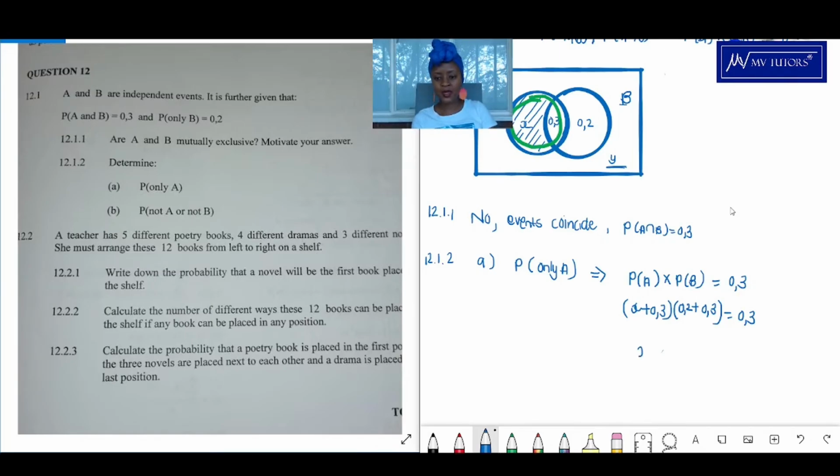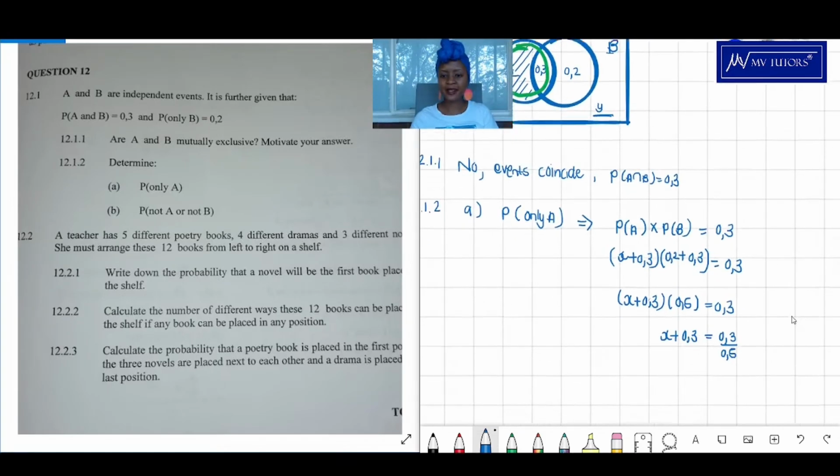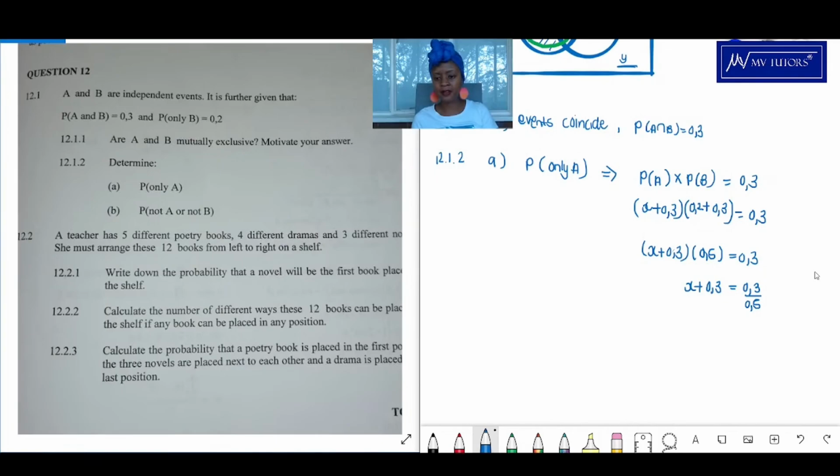So we have X plus 0.3, and then here we have 0.5 as 0.3. So X plus 0.3 is equal to 0.3 over 0.5. So that's basically 0.3 divided by a half. If you are dividing by a half, it's the same as multiplying by 2. So here I'm going to get 0.6. And if I want X alone, I'm going to have to subtract 0.3.